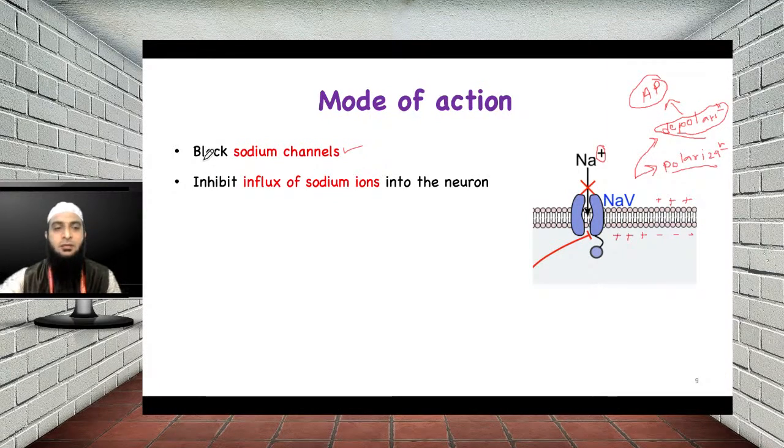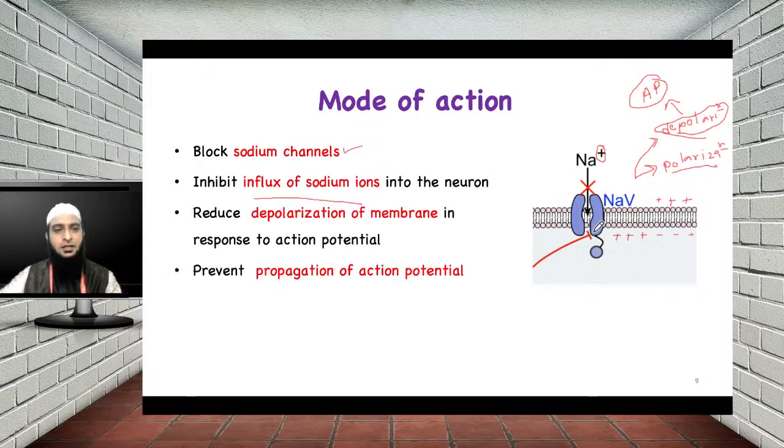Since sodium ions are not coming inside the neuron, it reduces the depolarization of the membrane in response to the action potential. So there is no depolarization, and the message does not get conveyed. Since the depolarization is reduced, it prevents propagation of the action potential, because to propagate the action potential there is a need for depolarization. But these drugs reduce the depolarization, so the action potential does not propagate.